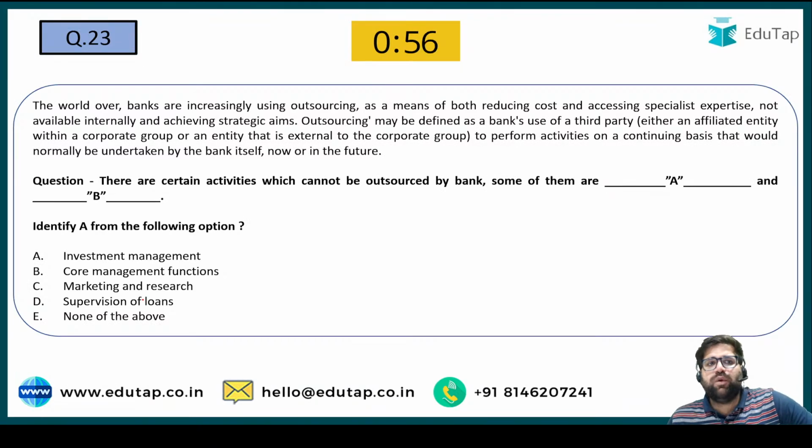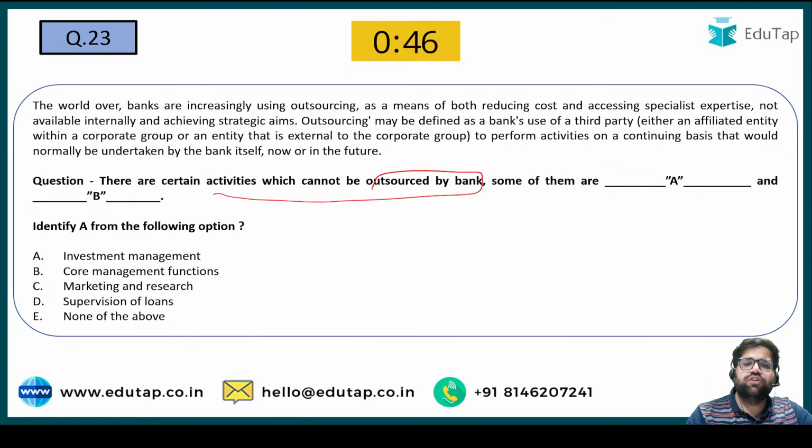Now in question number 22, RBI asked you which activities can be outsourced. Now in 23, they are asking you which activities cannot be outsourced. So again, there are certain activities which cannot be outsourced by a bank. Some of them are A and B. These are the two blanks which have been given. Now you have to identify A. So if you see, investment management, core management function.